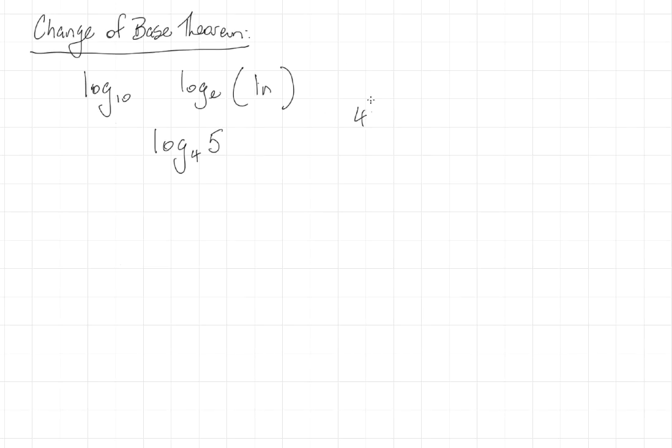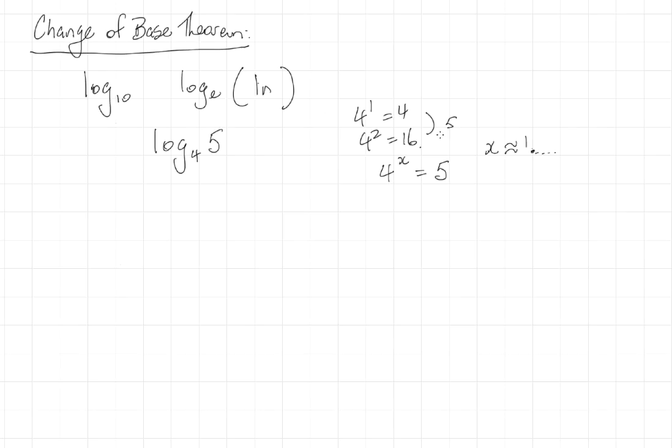Well, we know that 4 to the power of 1 is equal to 4, and 4 to the power of 2 equals 16. So 5 is in between 4 and 16, closer to 4 than it is to 16. So we want to know, for a logarithm is an index, what power must we raise 4 to get the number 5. So our logarithm is going to be approximately equal to 1 point something. It'll be closer to 1 than it is to 2.